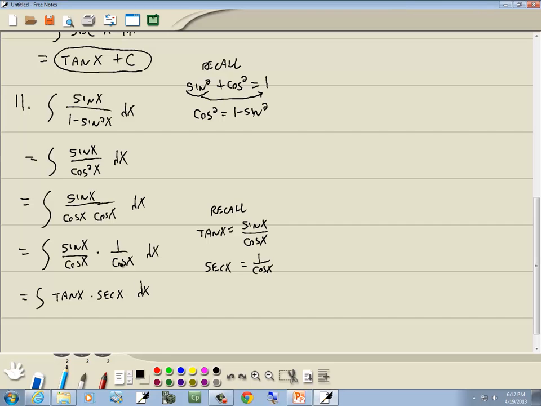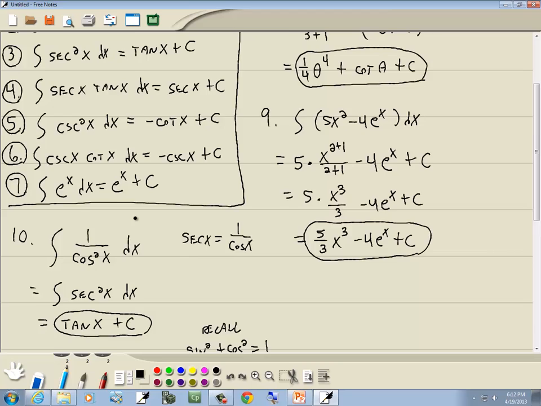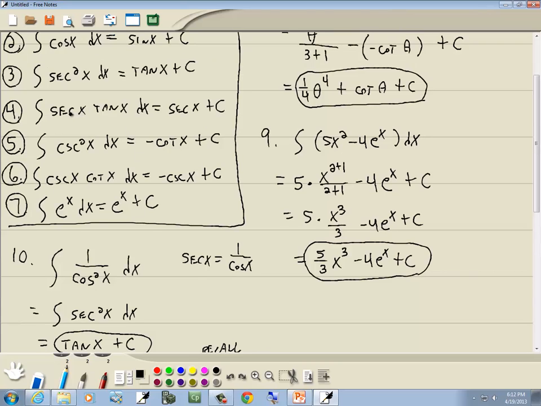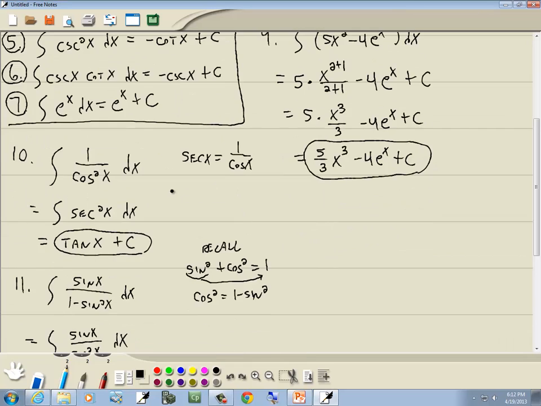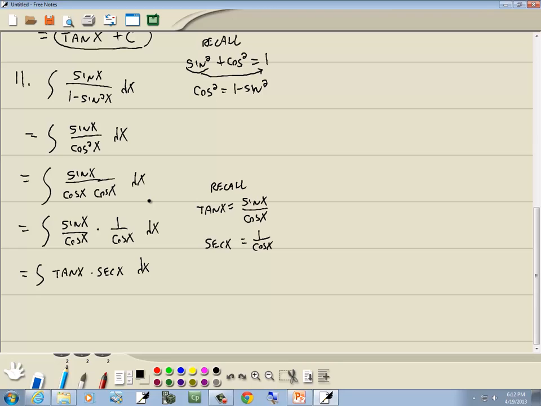So let's go see if we have a formula that has tangent and secant in it. Well, number 4, secant tangent. It's flipped around, but that doesn't make a difference. So the integral of that is secant. So this is now equal to secant. And we always throw our plus c on at the end. And that's our answer.